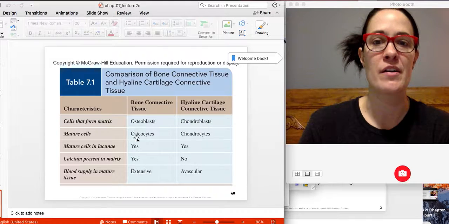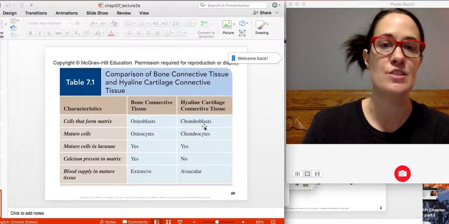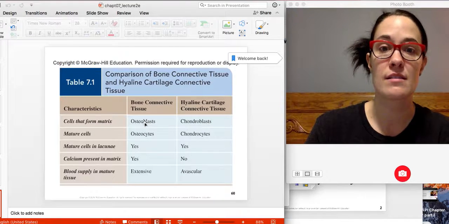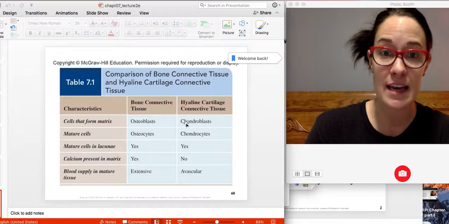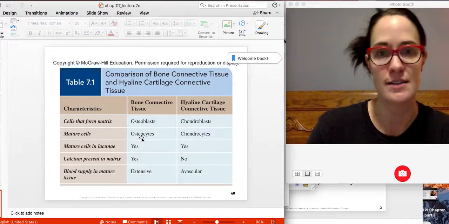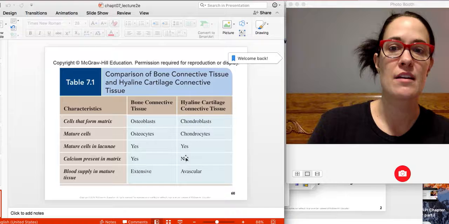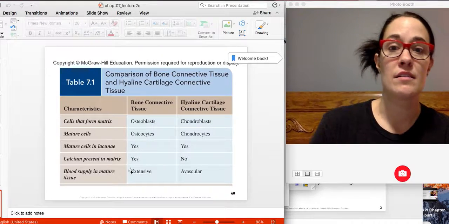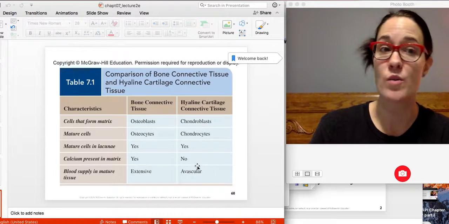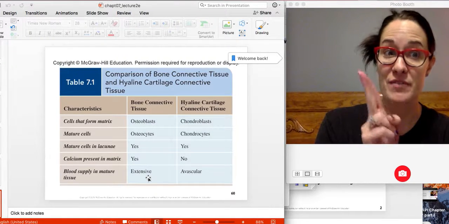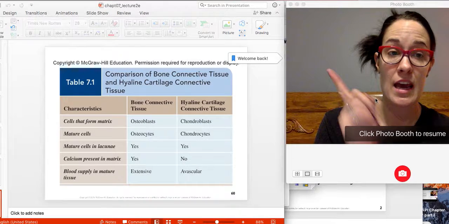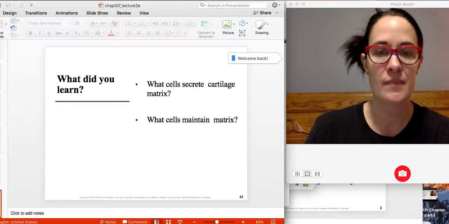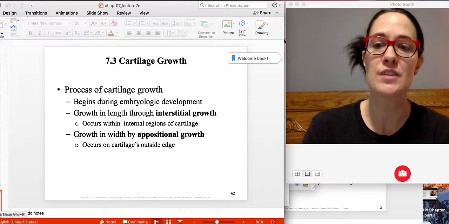Here's a table that compares bone connective tissue to hyaline cartilage connective tissue. So the cells that form the matrix that build it are the osteoblasts and the chondroblasts, and the mature cells are the osteocytes and the chondrocytes. They both have mature cells that live in lacuna. In bone connective tissue, we have calcium. We don't have that in cartilage. Very important difference here. In bone tissue, we have blood supply. Cartilage is avascular, meaning no blood supply. So you should be able to answer those questions.